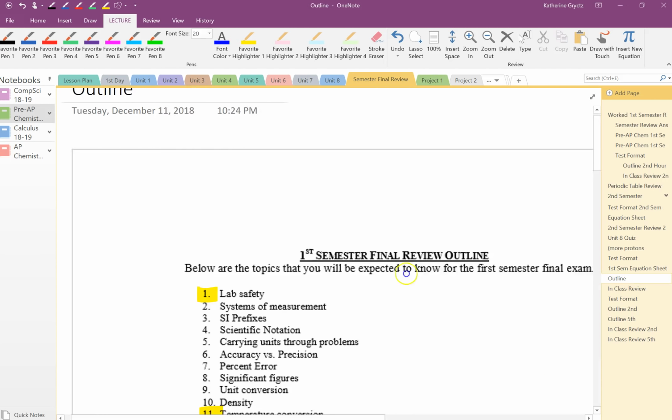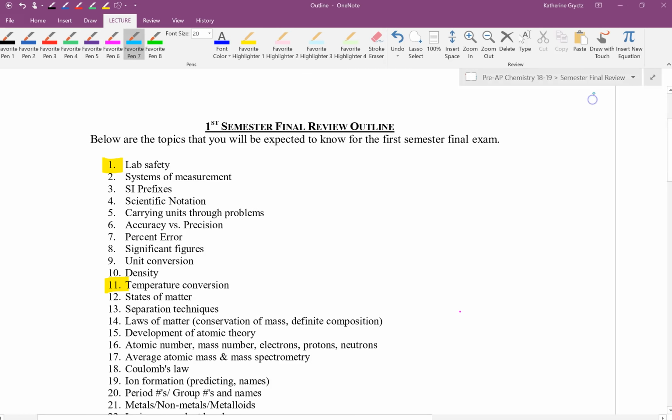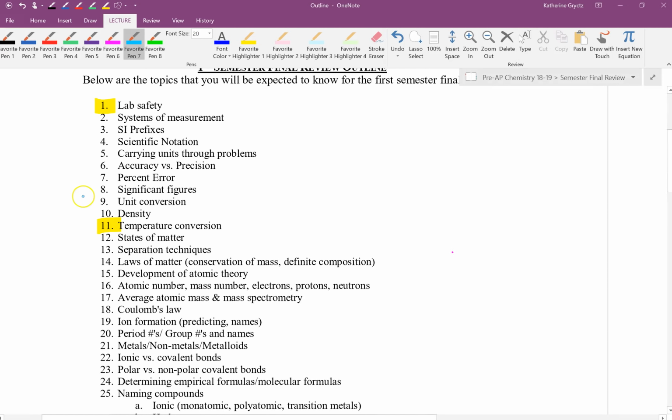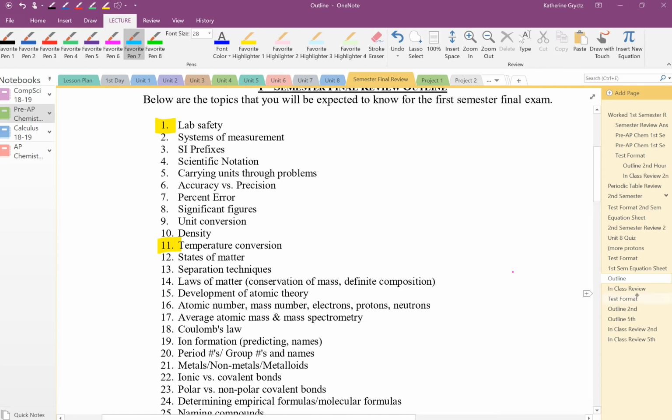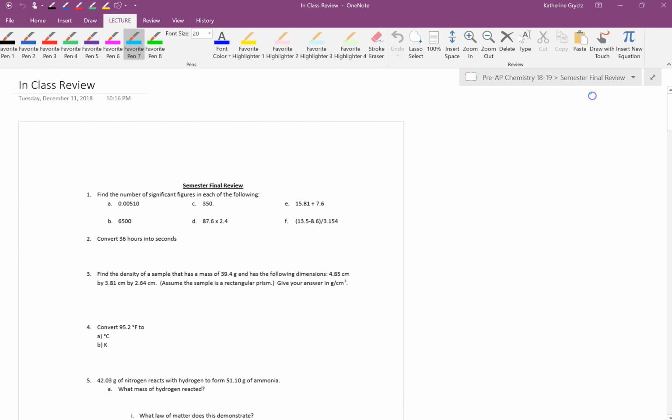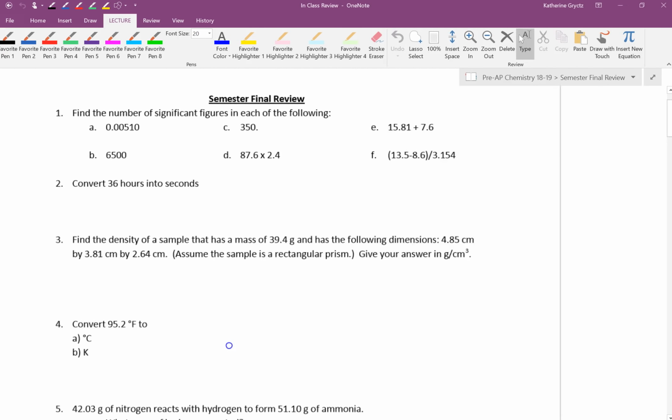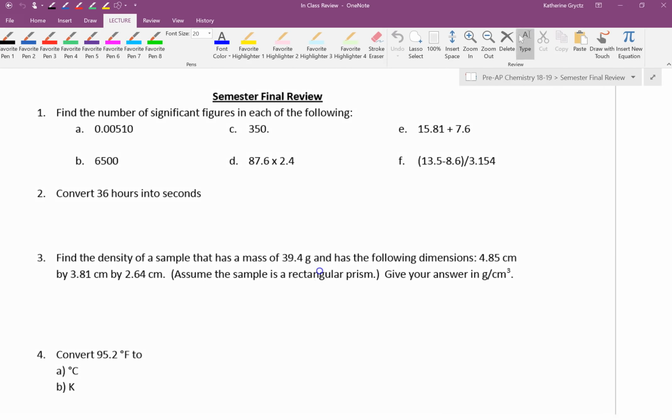Okay. All right, so now we're going to get into some things that we can do some calculations with, and we'll go to the in-class review. So significant figures, unit conversion, density, and temperature conversions are all things that we're going to practice with. So here's your in-class review. Question number 1 is find the number of significant figures in each of the following.